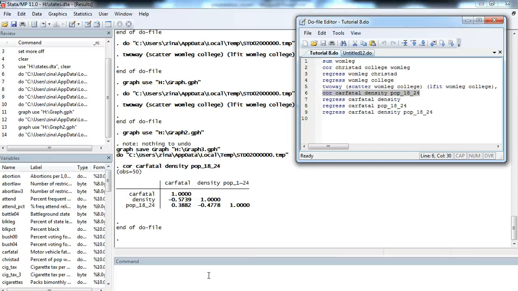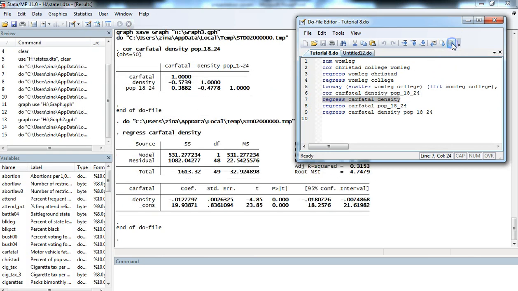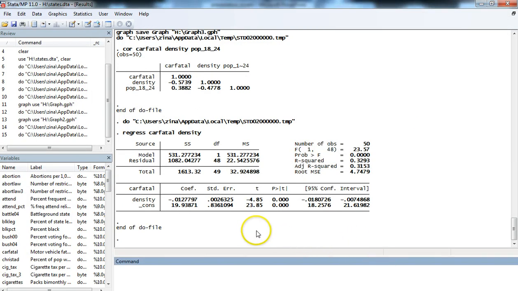Now, before running our multivariate regressions, let's run a simple regression. We regress carfatal on density. And the output shows that we have a coefficient of negative 0.012, indicating for our formula that as density increases by one person at a time, fatalities decrease by 0.01 of a fatality per 100,000 of the population. The t-ratio of negative 4.85 and the p-value of 0 tell us that we can safely reject the null hypothesis. Finally, the R-squared is telling us that the variation in the fatality rates can be 32% explained by the population density.